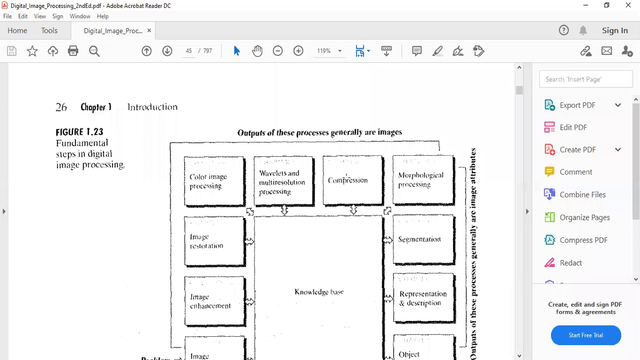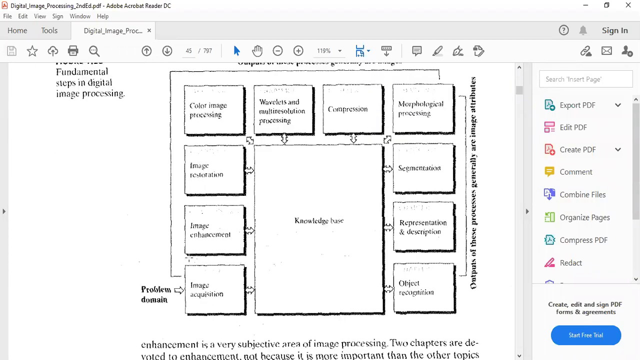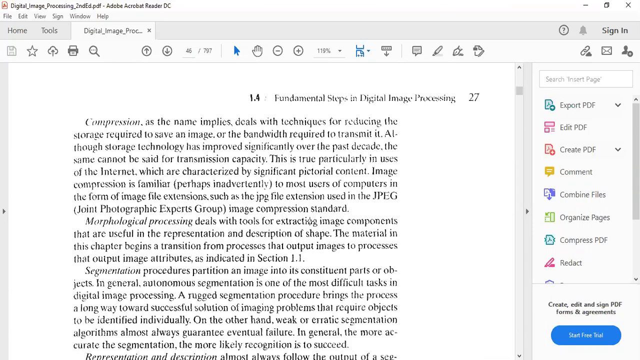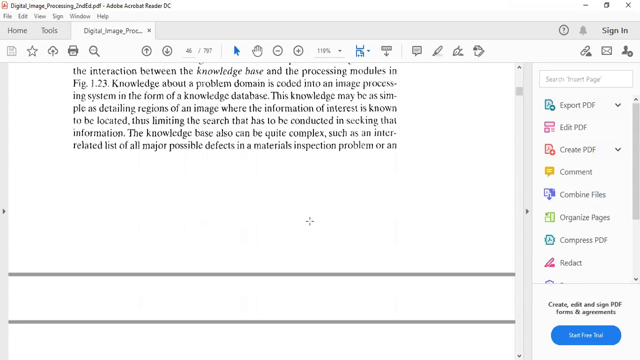Okay, these are the fundamental steps in digital image processing. As I explained all the blocks, you know these things. Before this, I explained the sources and applications of digital image processing and the basics, the definition, the meaning of digital image and processing. Then I explained in last class the components of digital image processing.